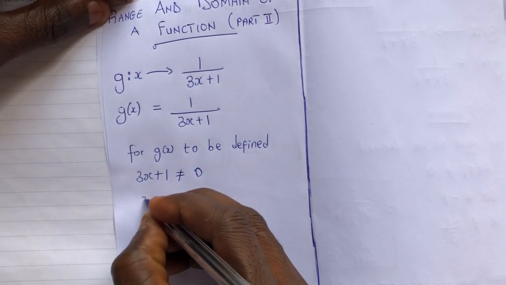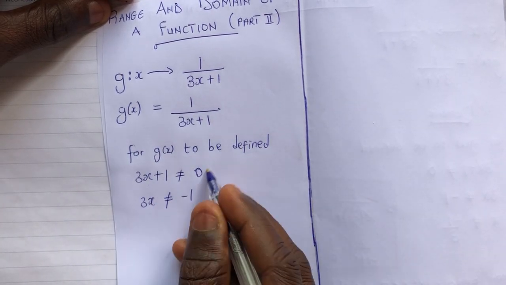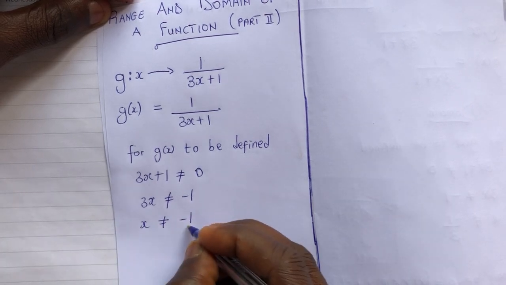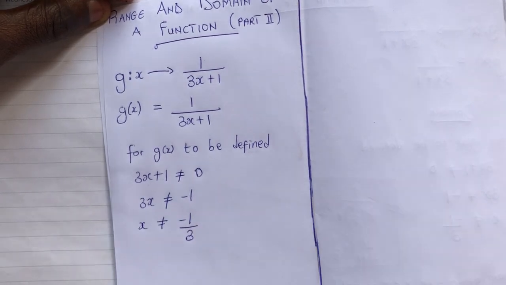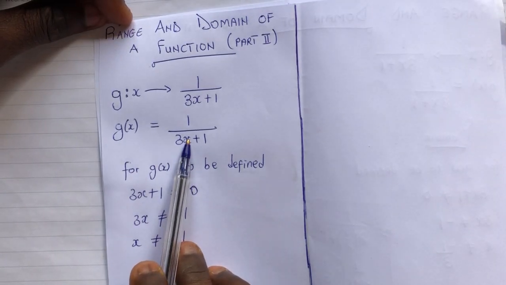Then we say 3x must not be equal to minus 1, my 1 going here. And then x must not be equal to minus 1 out of 3. So it is minus 1 out of 3 that, when we fix it here, makes the equation undefined.